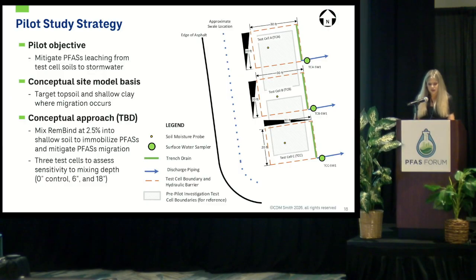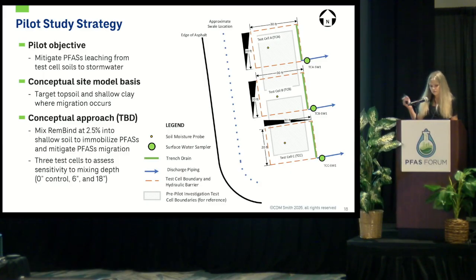The objective of this pilot study was to reduce PFAS leaching from those soils into stormwater by targeting the topsoils and the shallow clay layers that were most directly affected with the runoff. For this pilot, Rembine was selected as a treatment amendment. It was blended into the shallow soils at a 2.5% ratio with the goal of immobilizing PFASs through adsorption.